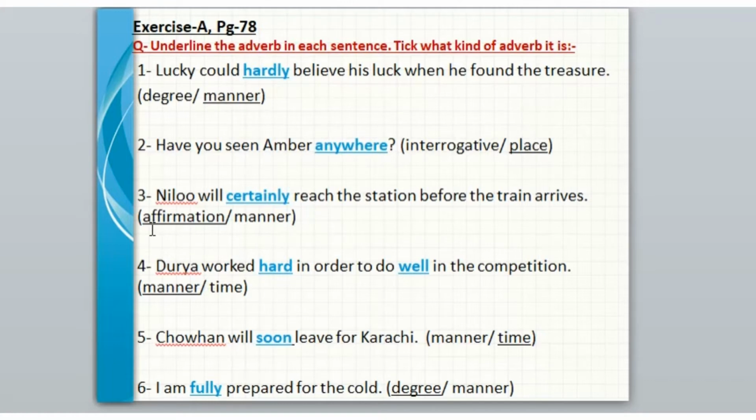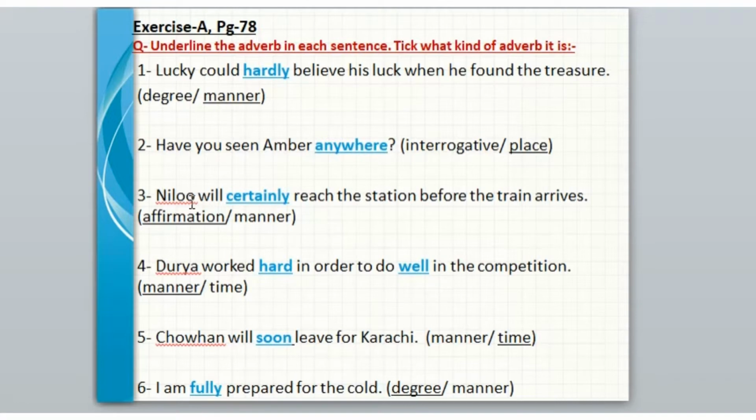Okay, come to number 3. Neelu will certainly reach the station before the train arrives. Bracket says affirmation, manner. The certainly is giving you accuracy that this is for sure going to happen. Train will reach on time. Okay, Neelu, this person will reach on time before the train comes. So certainly is that adverb which gives you confirmation. Okay, so you will underline certainly here and put tick on top of affirmation.